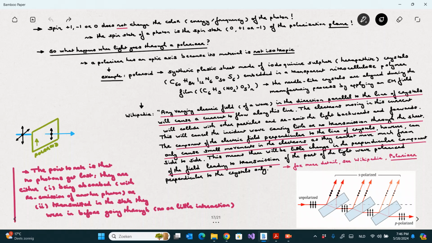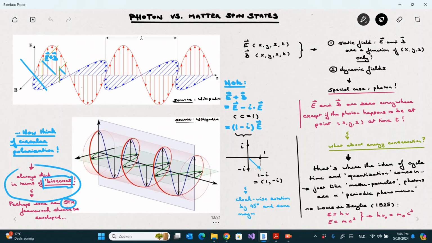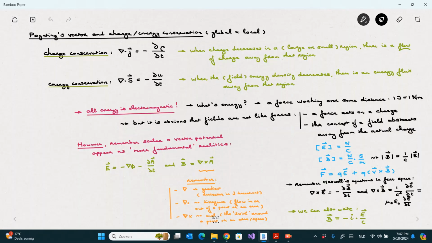And I quote Wikipedia now: any varying electric field of an incoming electromagnetic wave in a direction that is parallel to that line of crystals will cause a current to flow along this line. So we have these crystals, and if the electric field gives a push, show that. How does a photon give a push on an electron, right?